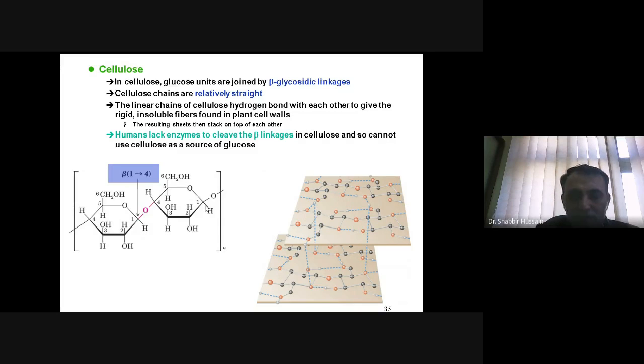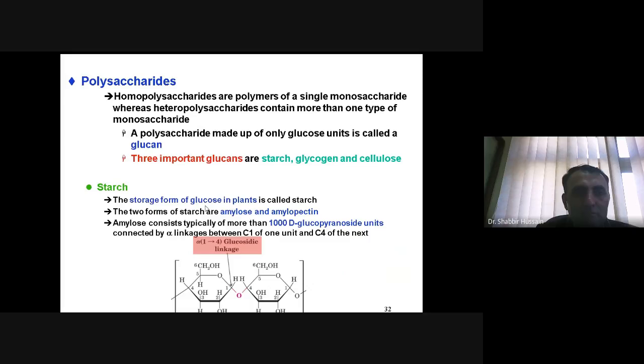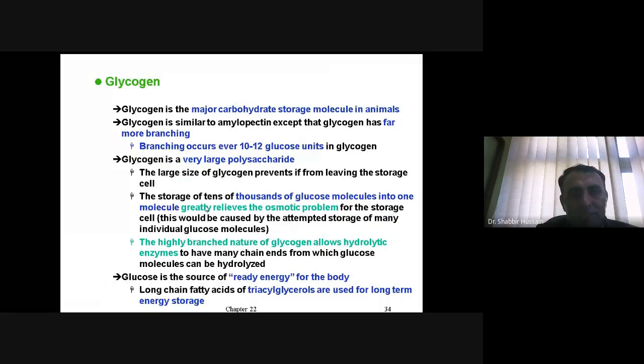So the difference between cellulose, glycogen, and starch is starch has less branches than glycogen. Glycogen has more branches, and there are storage of tens of thousands of glucose molecules into इतने बड़े मॉलिक्यूल्स होते हैं. एक ग्लाइकोजन के मॉलिक्यूल के अंदर टेंस ऑफ थाउजेंड्स ऑफ ग्लूकोज यूनिट्स इसके अंदर कवर होती हैं, ताकि ऑस्मोटिक जो इश्यूज हैं वो कवर हो सकें.